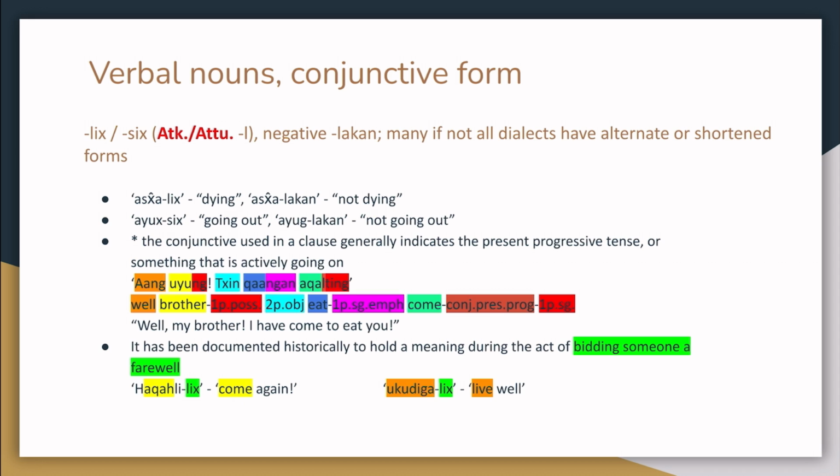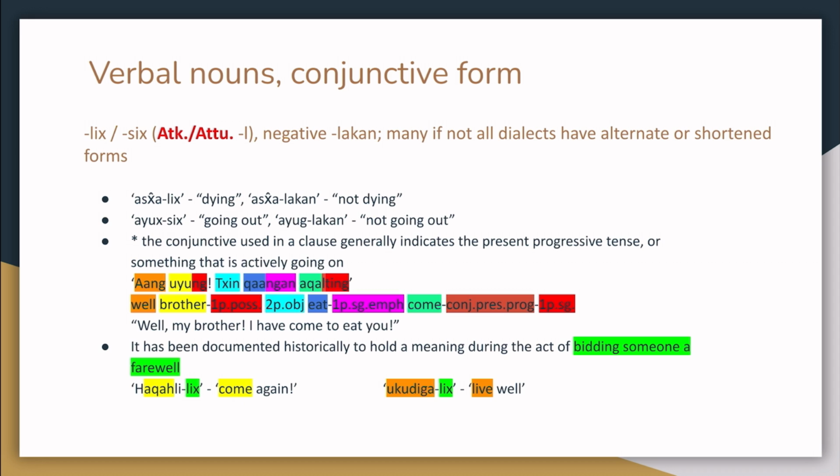And then the first example here, you have ascha. Ascha means to pass away. However, when you put lich at the end, it means dying, the act of dying. And then ascha lakan, not dying. And then here, ayu means to go out, or ayuch. And then you have ayuch sich. So this h could be added to ayu, because I've seen ayu without the h, I believe.